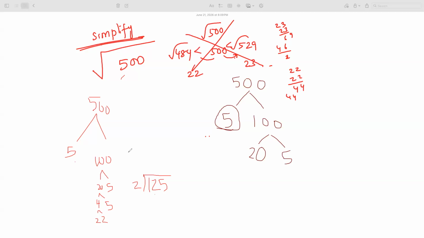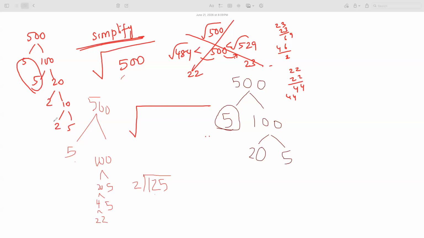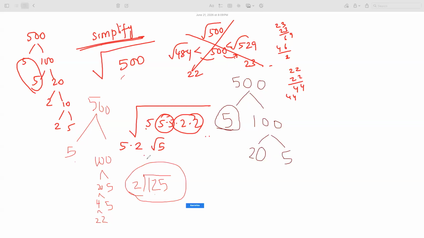I asked you to simplify this. See, I'll do it again. Simplifying means 500 should be split as 5 and 100, 5 and 20, 2 and 10, 2 and 5. So when you write this down, how do you write it? 2 fives, 3 fives, and then 2 twos, right? Now for every 2 copies of the same number, bring it out and write. The 5 does not have a pair, so this is 10 root 5.